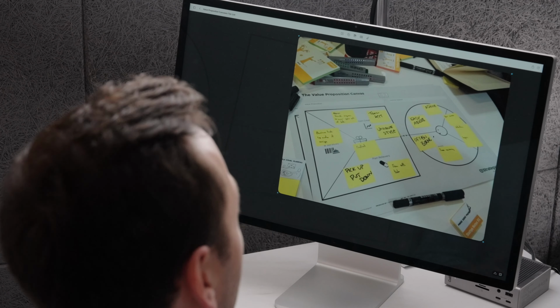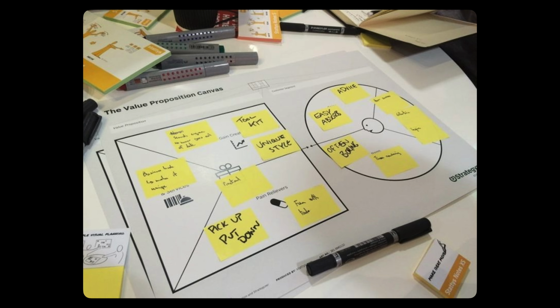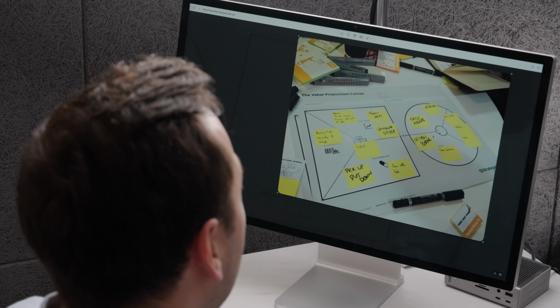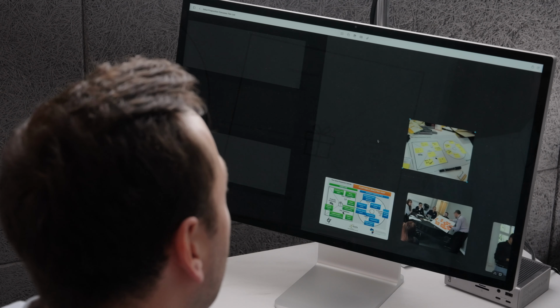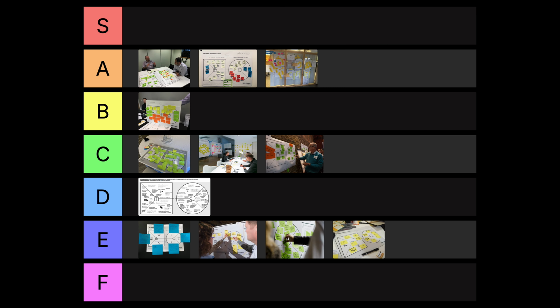Here's number 12, and they've made similar mistakes to others before. Their pains and their gains seem too broad. They need to go out and actually speak to their customers and get a lot more precise in what they're saying. So I'm going to put that into E tier.